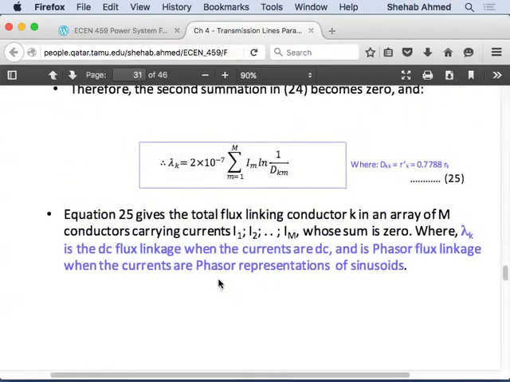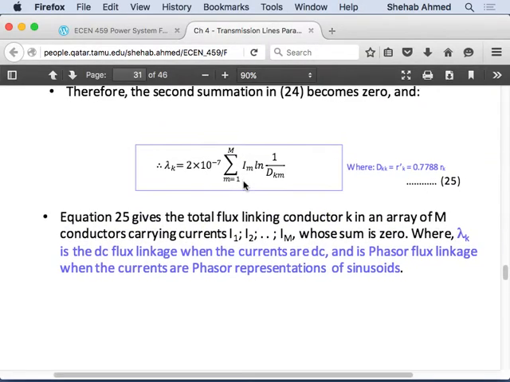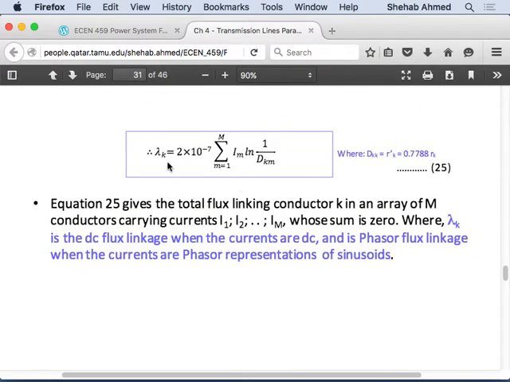Go back to this equation. I have two conductors now. So let's calculate the flux linking phase A. Flux linking phase A is equal to 2 times 10 to the minus 7 IA, right? Natural log 1 over the distance between conductor A and itself, right? So 1 over r prime in this case. When k is equal to m, then this is dkk, and it's equal to 0.7788r. You substitute the radius in this case. So that's the first term.